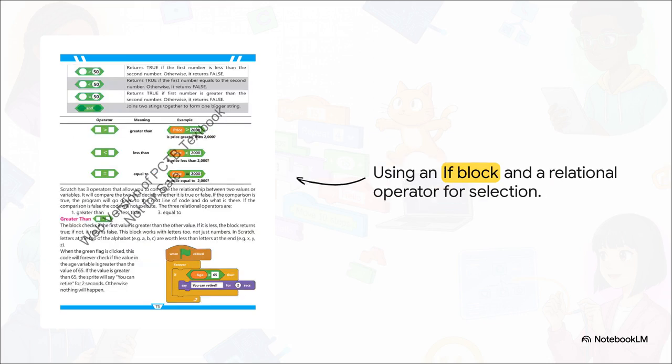And check this out. This perfectly illustrates our selection construct in action. We're using an orange if-then block, bundled with a green relational operator block. It's actively checking a condition. If the variable age is greater than 65, then trigger a visual response, making the sprite literally say, "You can retire." It is the exact same logic you'd find in professional, high-level languages, just visualized beautifully.